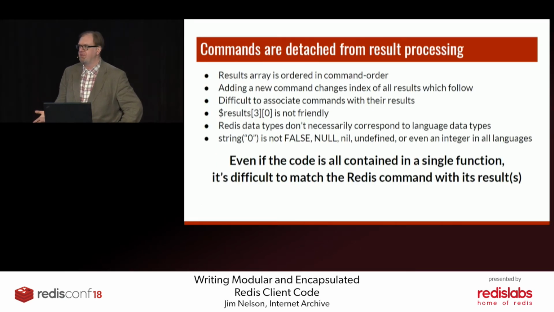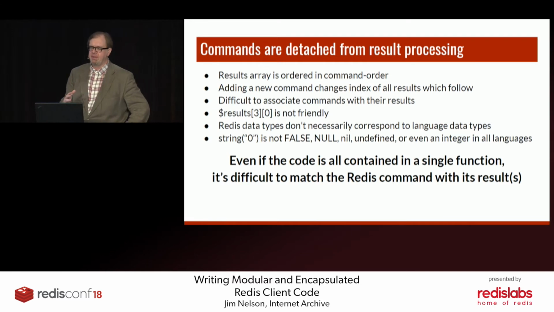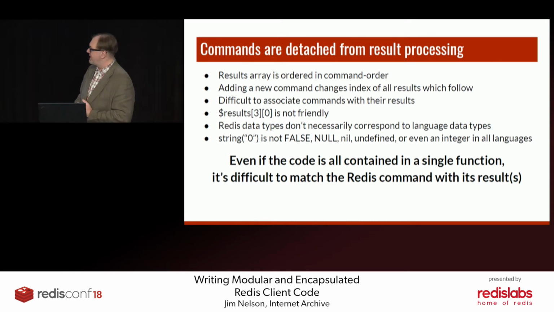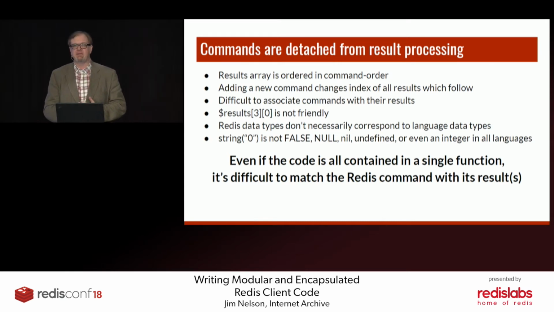What's the problem here? It's what I was alluding to in my story earlier. Commands are detached from result processing. The result array is ordered by the commands. It's difficult to associate commands with their results. That $results[30] is just not friendly. That's not a good way to be handling, especially when you're dealing with a lot of different, disparate data that's being used by different parts of your code base. And it's even small things.